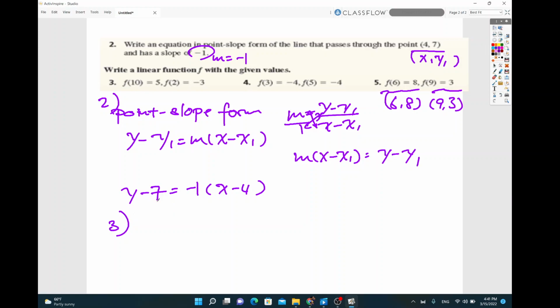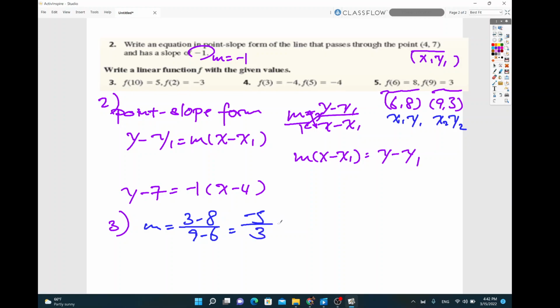Blue. Okay, so let's see right here. Using that, find the slope first. The slope is considered x1, y1 over here, x2, y2. So y2 minus y1: 3 minus 8 over 9 minus 6. So it's negative 5 over 3.